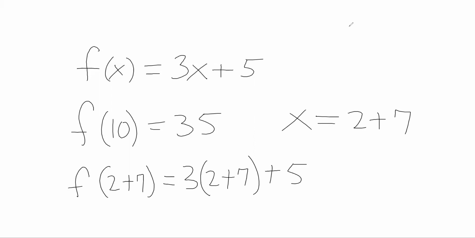And it's up to you to decide whether you want to use the distributive property to go 3 times 2 plus 3 times 7 plus 5, or whether you want to add the 2 and the 7 together and then multiply by 3. Laws of mathematics say you get the same result regardless of how you do that.